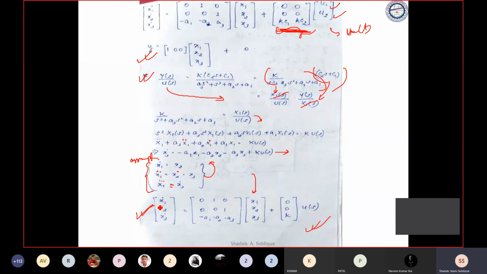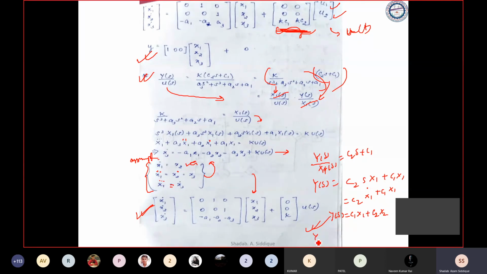Okay, and we have another equation, Y(s)/X1(s), which is equal to c2 s plus c1. So if you cross multiply, you will get Y(s) is equal to c2 s X1 plus c1 X1. So this will give you c2 x1 dot plus c1 x1. So x1 dot can be replaced with what? x2. So this can be represented as y is equal to c1 x1 plus c2 x2. x1 dot is equal to x2, that's why it is replaced.